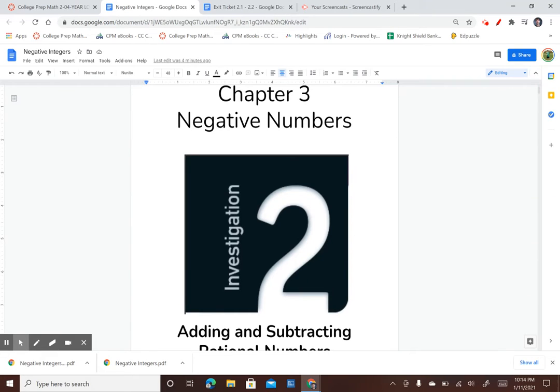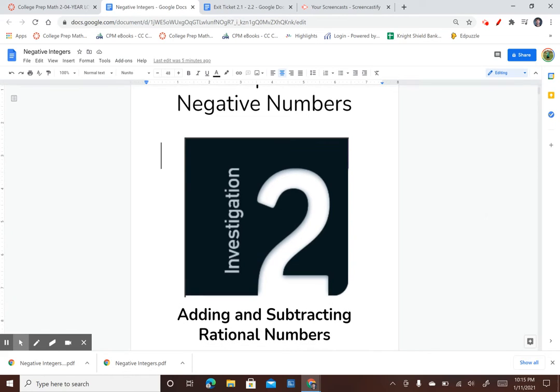Hello, everybody, and welcome to our second day of this wonderful 4-week period. So, here we're going to be taking a look at Chapter 3, which is talking about negative numbers. And yesterday we had our investigation about order of operations. And now today we're going to be looking at adding positive and negative numbers.